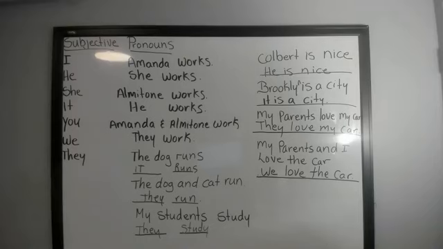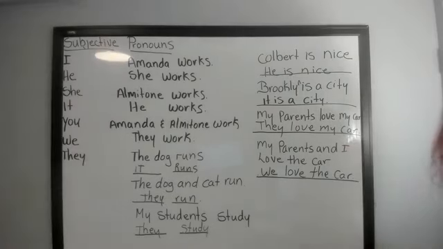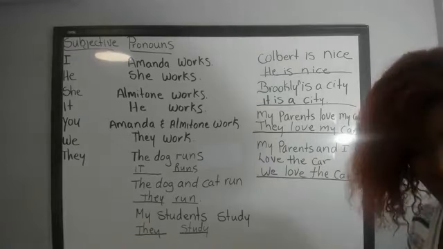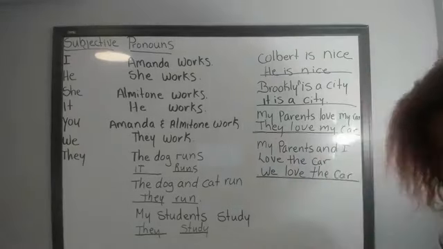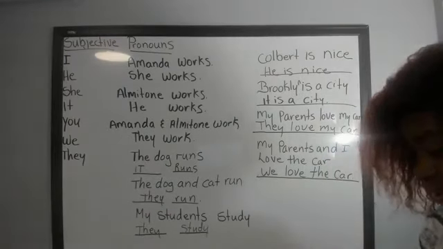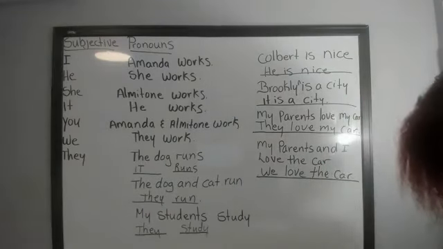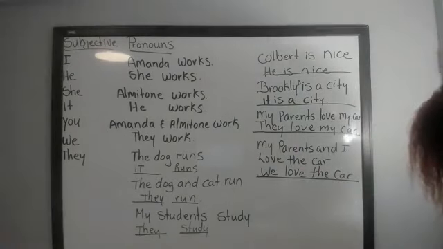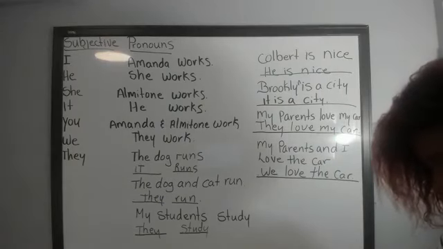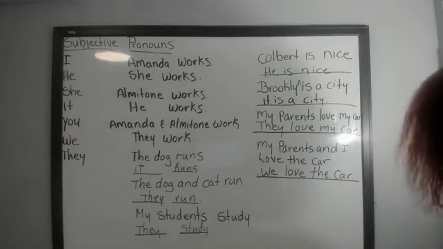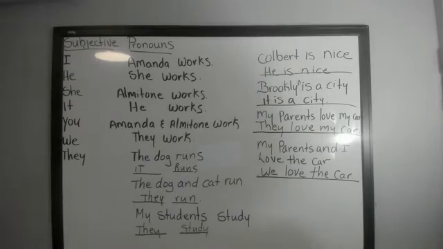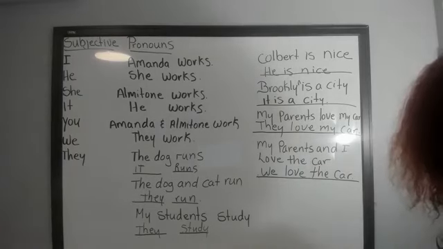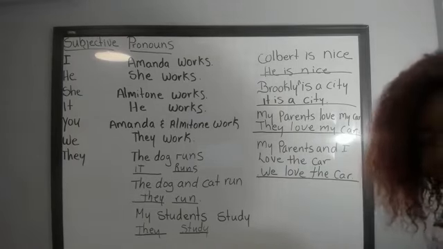Next we have Brooklyn. Brooklyn is not a person. It's a city. So anything that is not human, it's it. Example, a chair. A chair is not a person. So it. It is a chair. A car. It is a car. A dog. It is an animal. Or a cat. It is an animal. Or a place. It is a building or it is a place. A park. It is a place. All right.